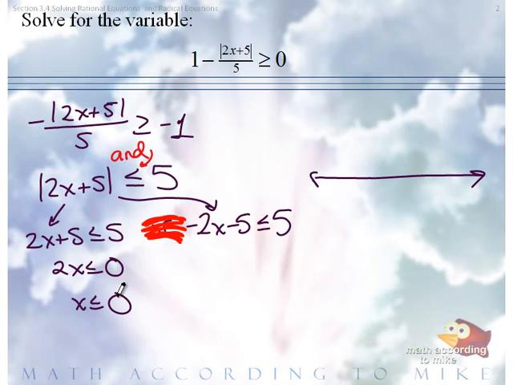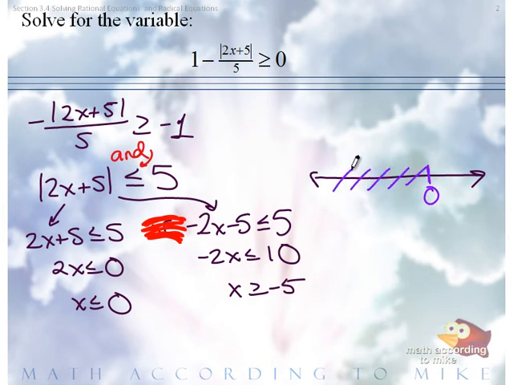For the other one, we're going to add 5. But when we divide by -2, make sure you flip the sign. First one, x less than or equal to 0. Here's 0. Left or right? Left. Do we include the 0? Yep. So a bracket or a closed dot, your choice.